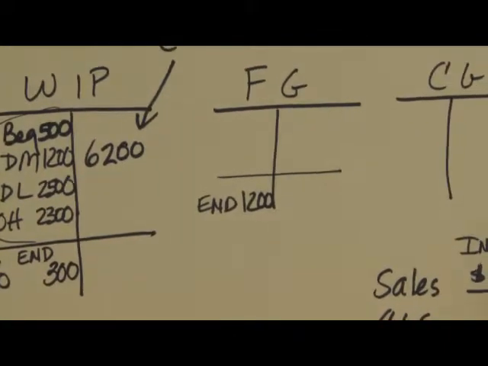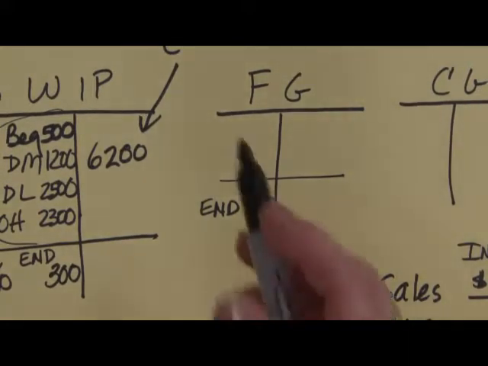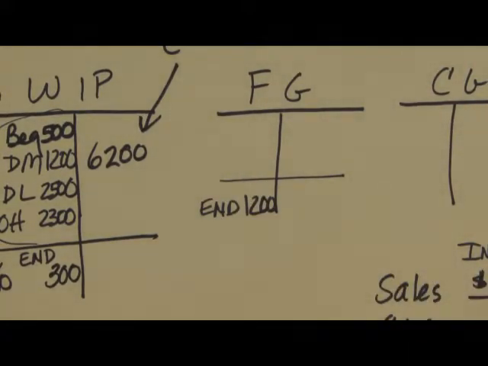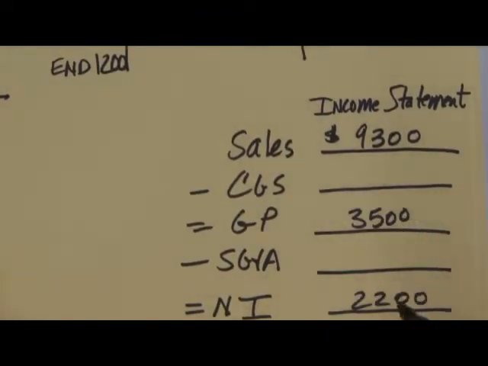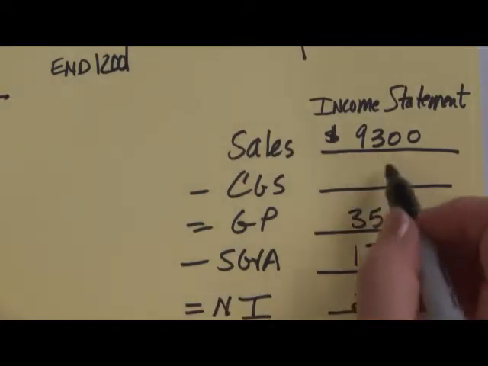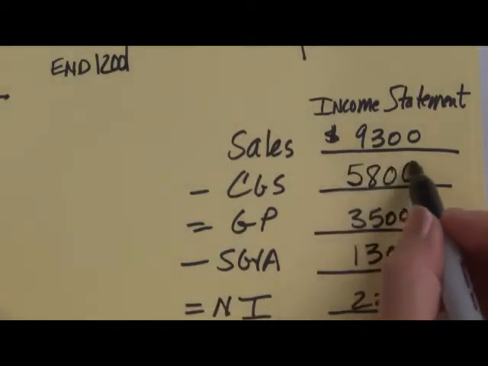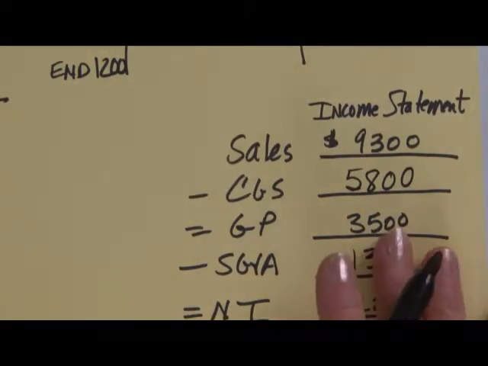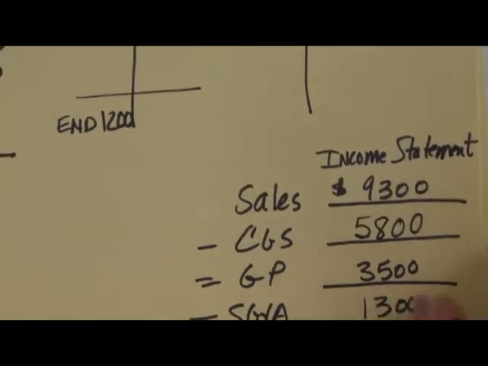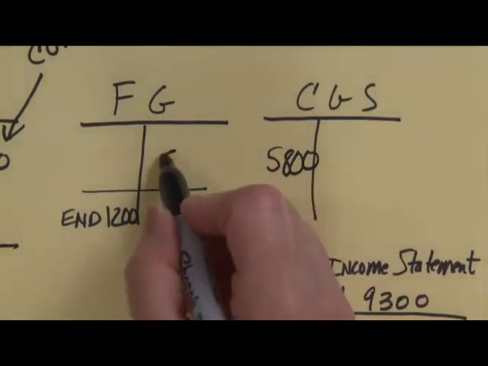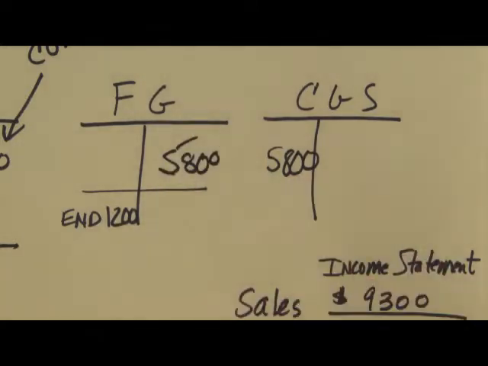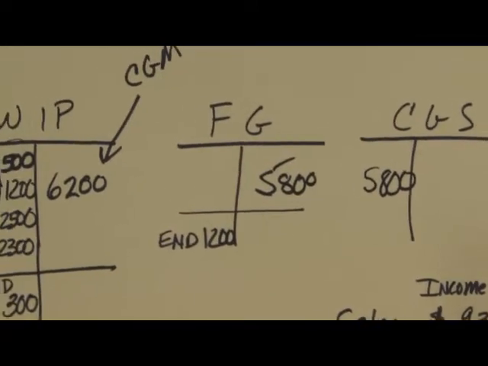Let's move over now to the finished goods inventory. And in fact, let's go all the way over to the income statement and complete it, because it will be helpful to go ahead and get our cost of goods sold. So we understand this must be $1,300, and cost of goods sold, filling in the blanks, would give us $5,800 for cost of goods sold. Cost of goods sold being $5,800, that means that $5,800 came out of finished goods this period and was finished, going to cost of goods sold.